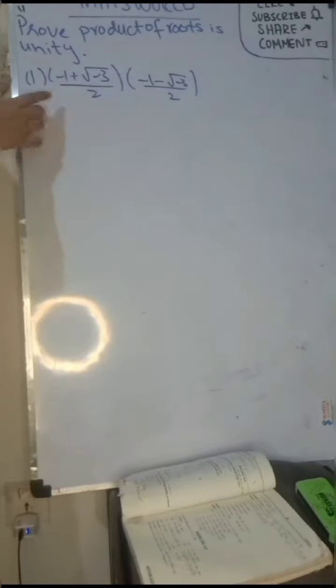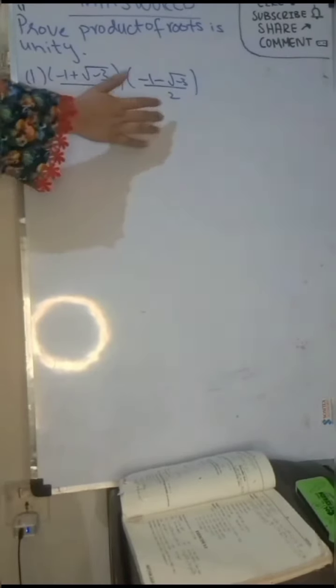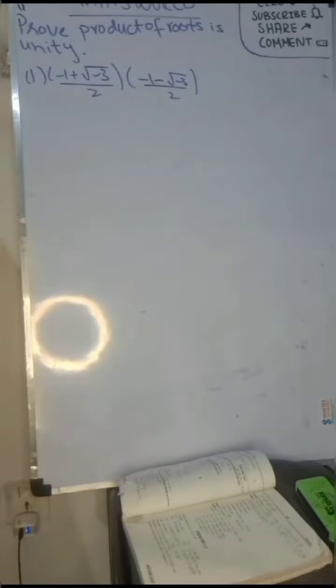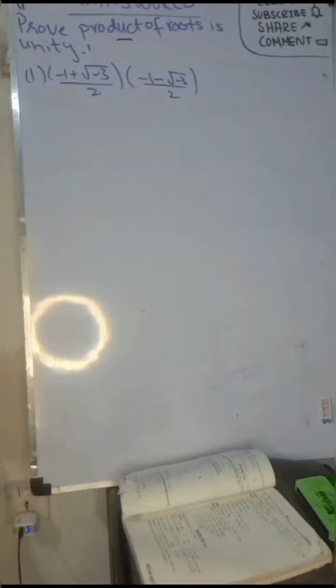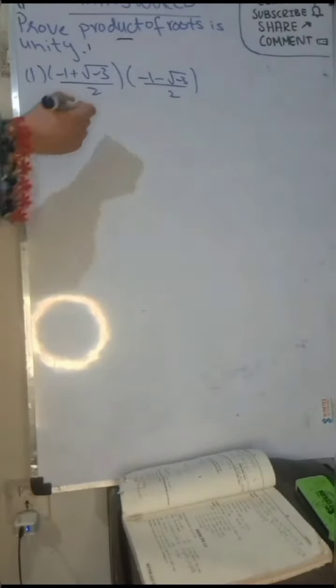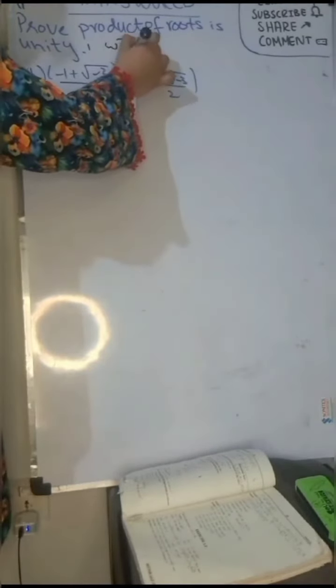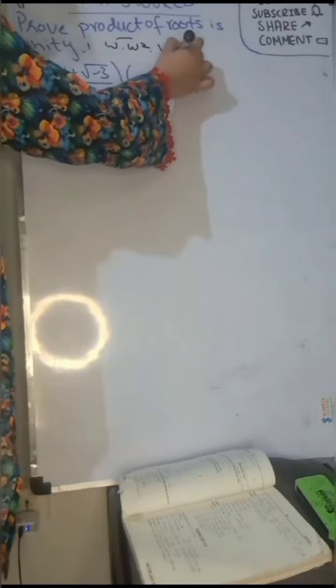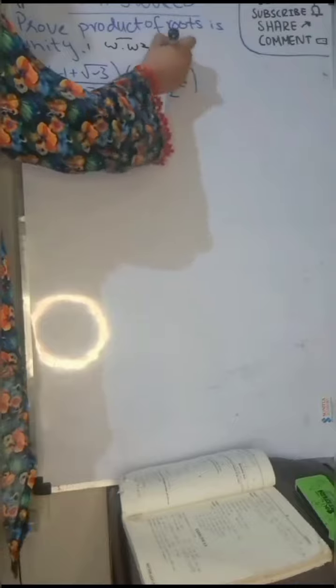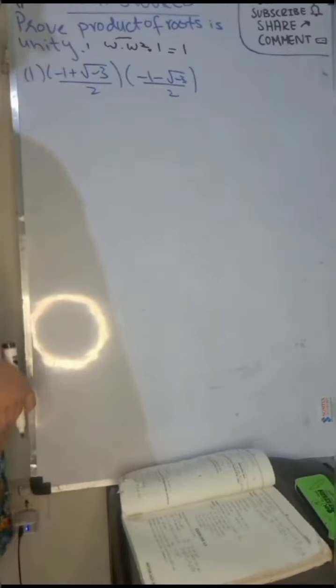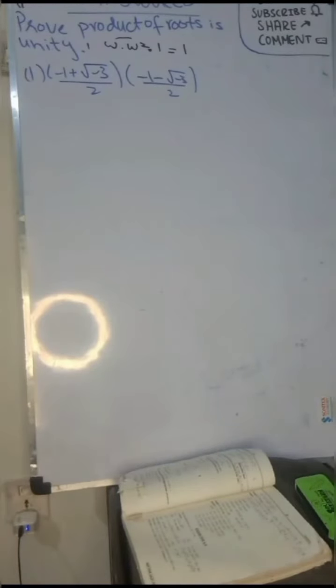We have three roots: 1, (-1 + √-3)/2, and (-1 - √-3)/2. We have to solve it. We are going to take the product and we will say that it is equal to unity, 1. Or you can write here omega, omega square, 1. This 1 is also a root and is equal to 1. You can write it like this.